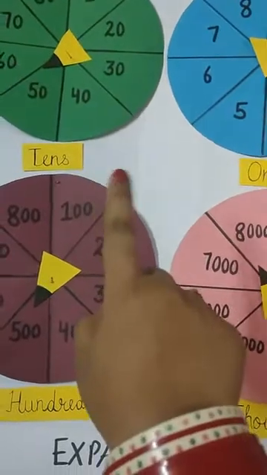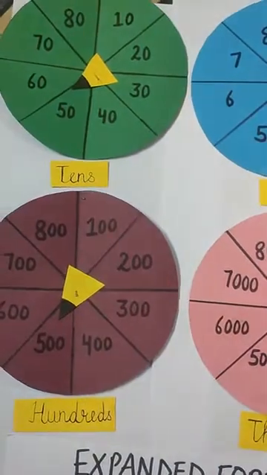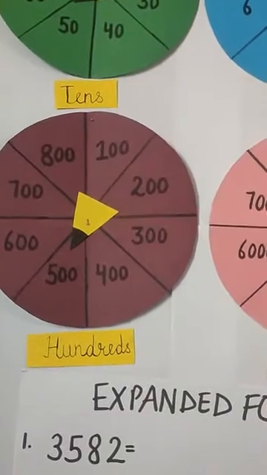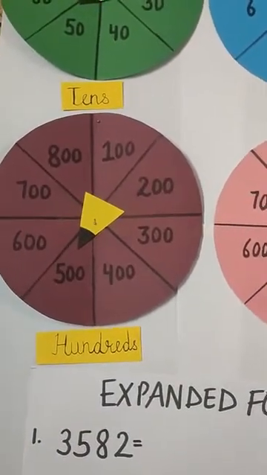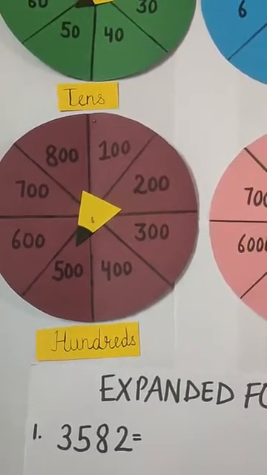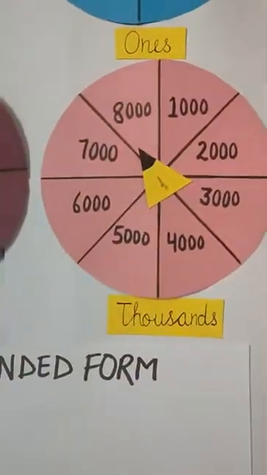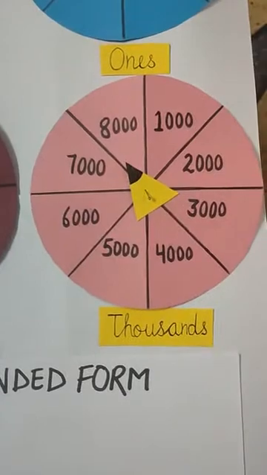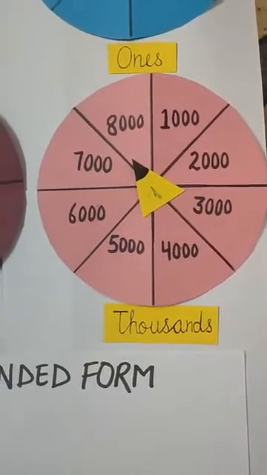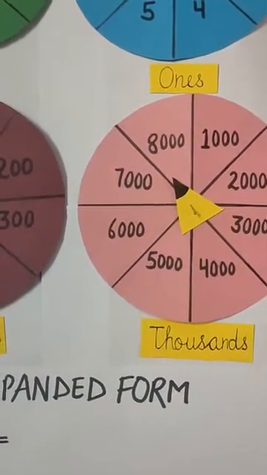Similarly, in the tens disc I have fixed 10, 20, 30, 40, 50, 60, 70 and 80. Similarly, in the hundreds place I have fixed 100, 200, 300, 400, 500, 600, 700 and 800. And in the thousands place I have fixed 1000, 2000, 3000, 4000, 5000, 6000, 7000 and 8000. So let us start with the activity now.